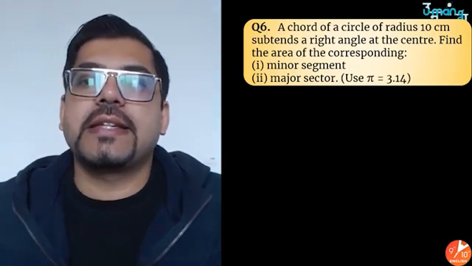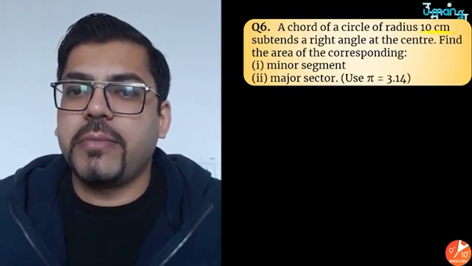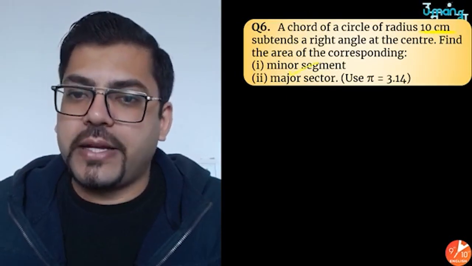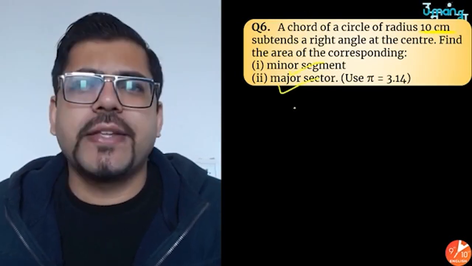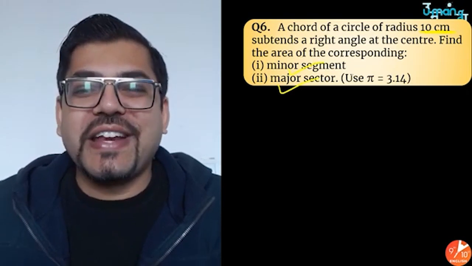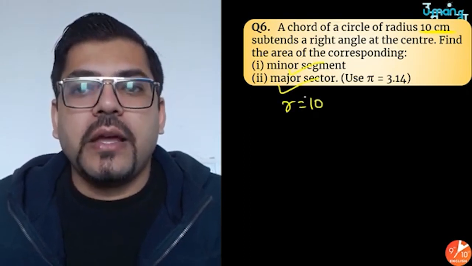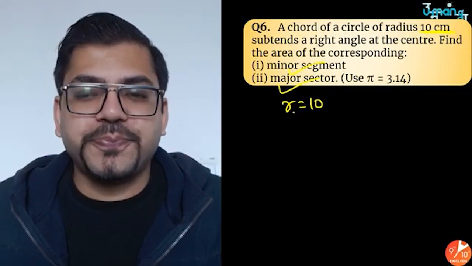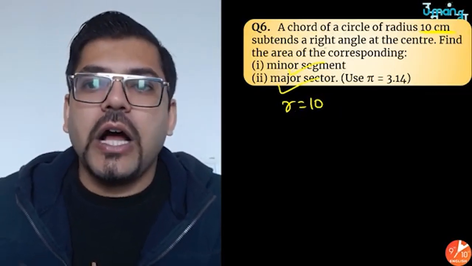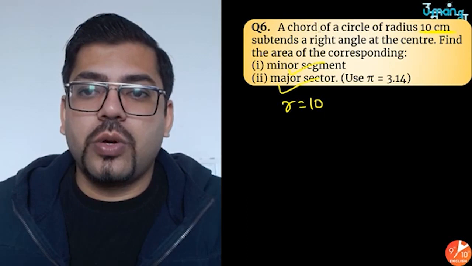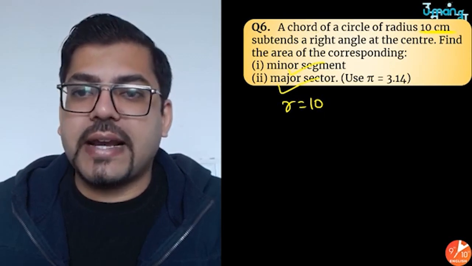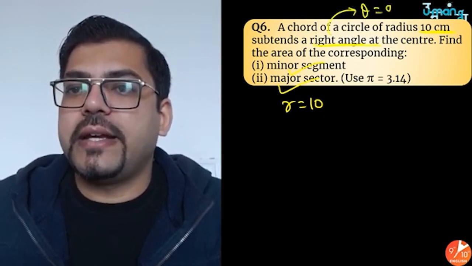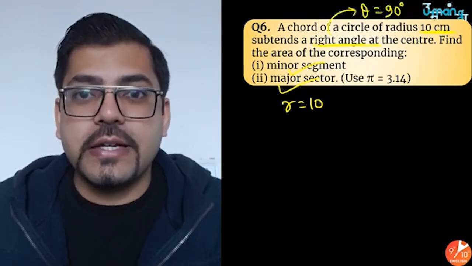Here's the next. It says, a chord of a circle of radius 10 centimeter subtends a right angle at the center. Find the area of the corresponding minor segment and major segment. Very simple, let's do that. So radius 10 centimeter. Area of minor segment. Now people, please pay attention. The question says, a chord of a circle of radius 10 centimeter subtends a right angle at the center. So at the center, the theta value is 90 degree. Isn't it? It's 90 degree.